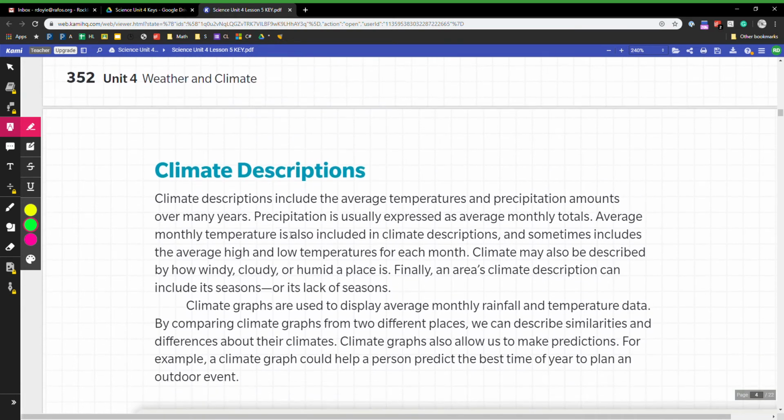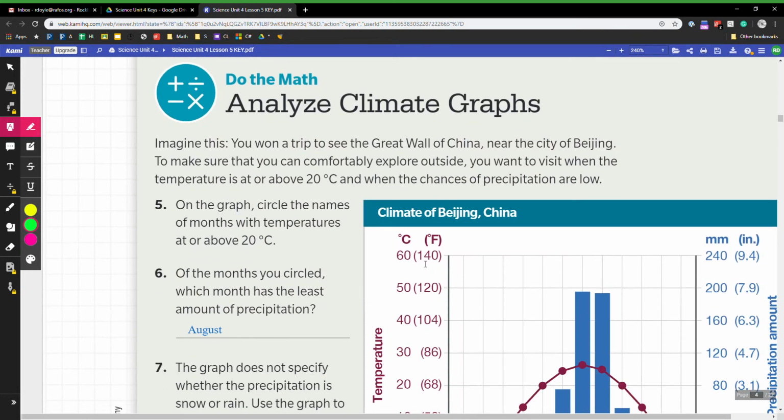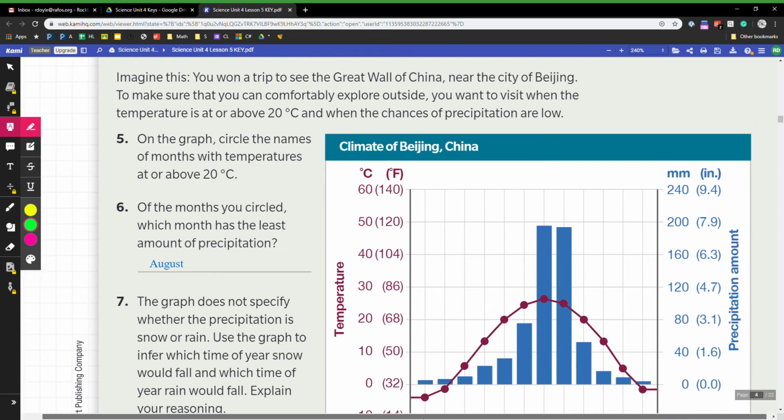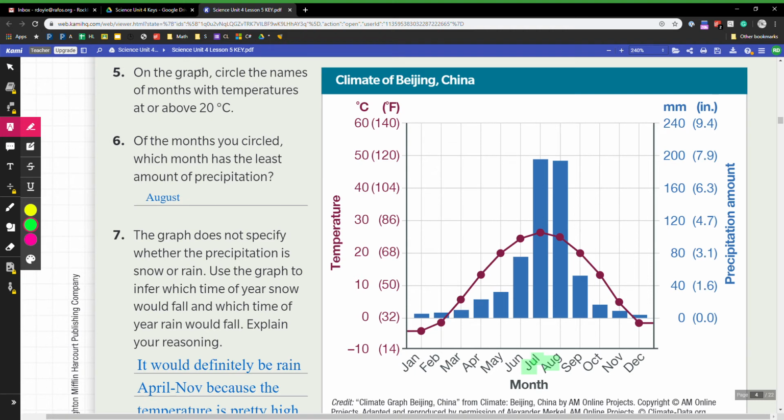And this talks about describing climates. Usually the focus on climates is talking about temperature and precipitation, because those are things that can really easily be measured over long periods of time. So here's a graph that talks about the climate of Beijing, China. And it says, circle the names of the months with temperatures at or above 20 degrees.